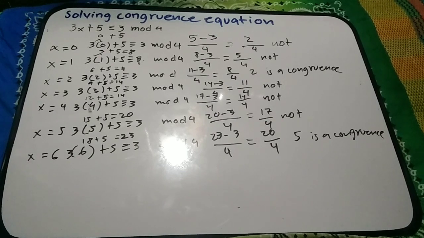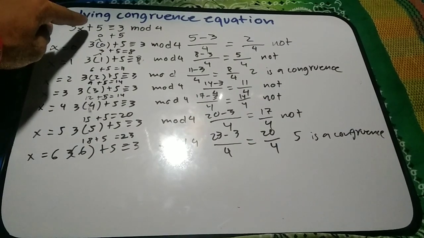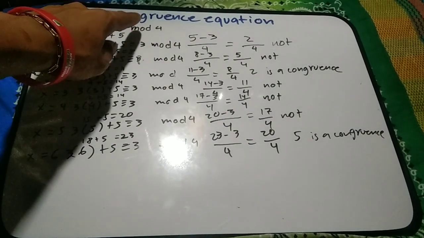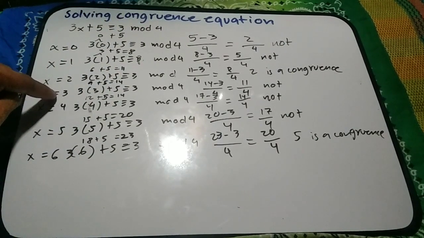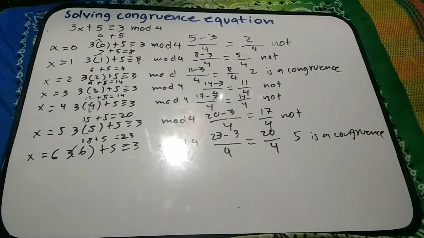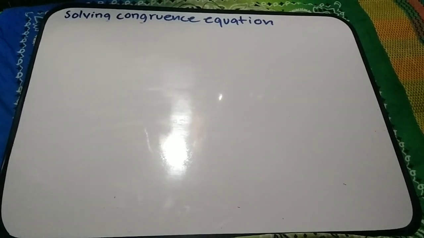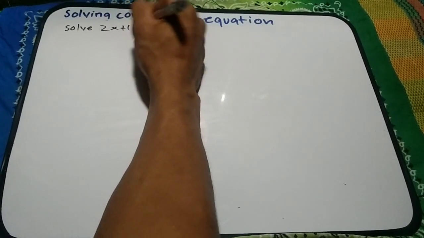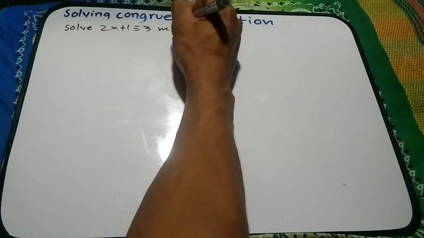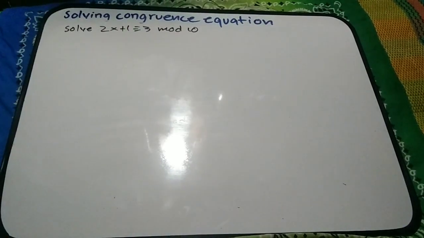When solving a congruence equation, it is necessary to check only whole numbers less than the modulus. For 3x plus 5 congruent to 3 mod 4, we need to check only 0, 1, 2, and 3, until a solution is found. Additional solutions can be found by repeatedly adding the modulus to it. Another example, solve 2x plus 1 congruent to 3 mod 10. Same process.